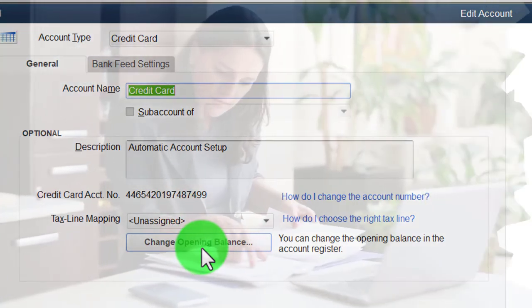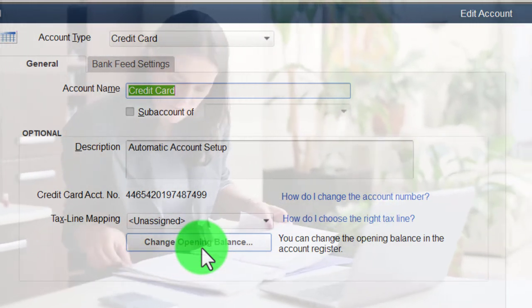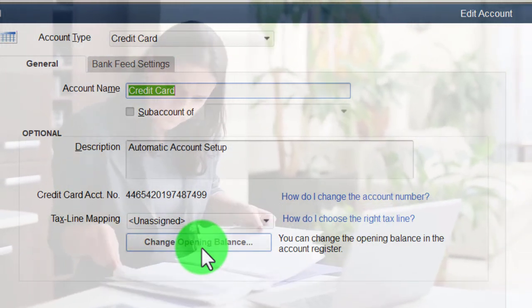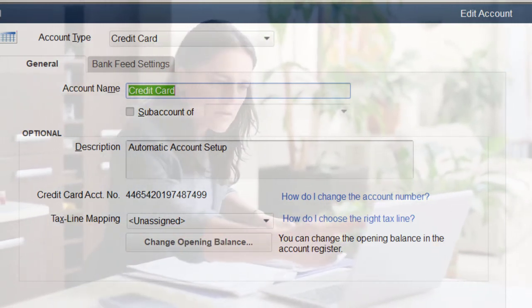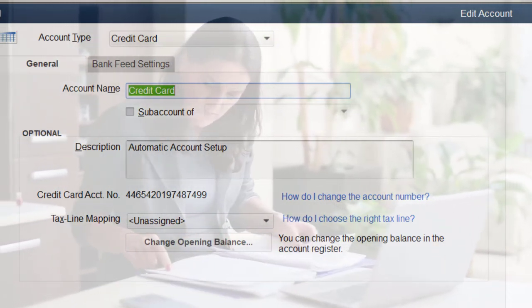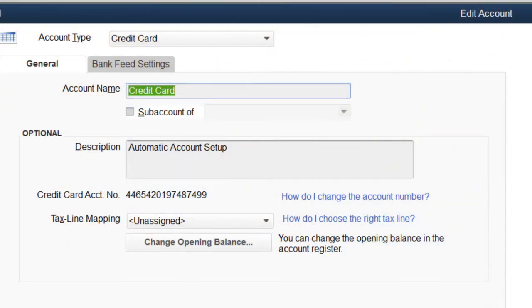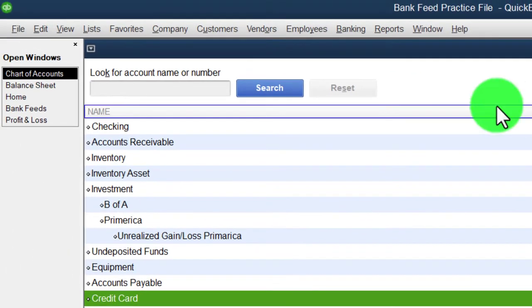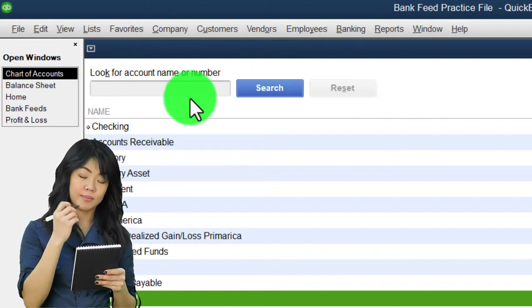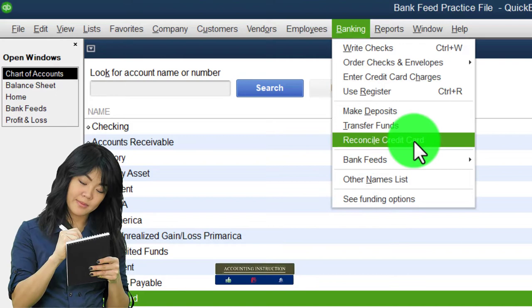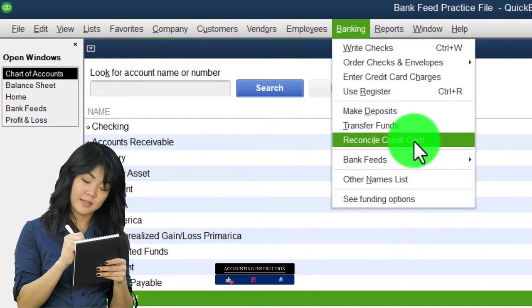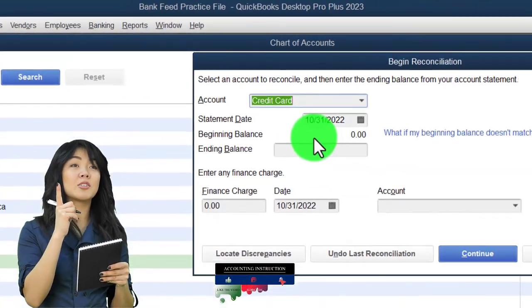So sometimes I like to just enter it myself so I can understand the full transaction that I'm going to be putting in place. Otherwise, it's going to force a transaction here and I might not know exactly what that is. I've got to then figure out what QuickBooks did. So I'm going to close this out and say, okay, I'll enter that transaction in a second. Let's go to the banking dropdown, go to reconcile, choose the credit card, and continue on here.